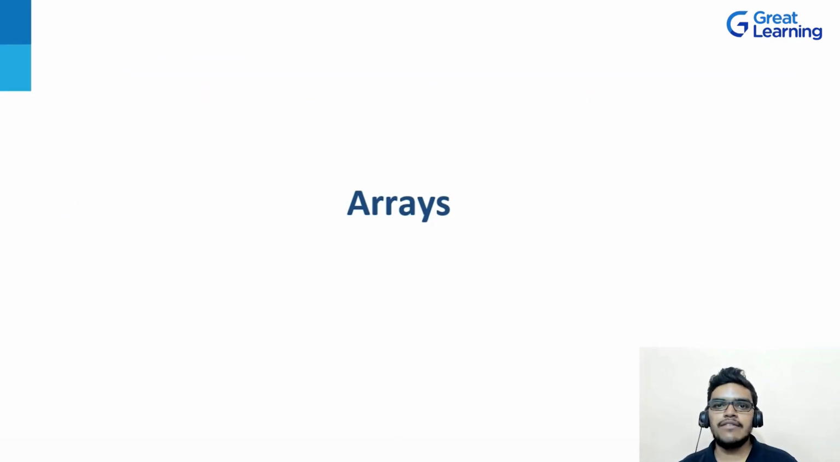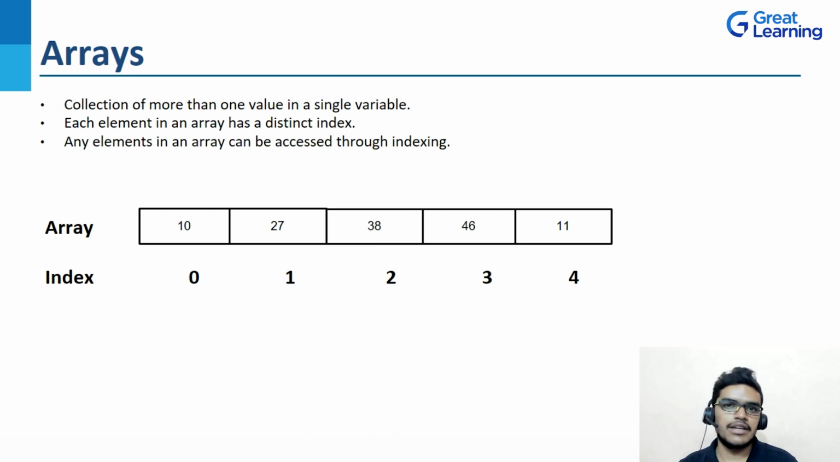So the next topic we are having is array. So what is array? Array is a collection of more than one value in a single variable, right? Each element in an array has a distinct index. Now in general in PHP we are having three types of array. The first one is index array, second one is the associative array, and the third one is multidimensional array. By default, if nothing is mentioned, then it is considered to be an index array. So I am talking about, as of now, index array. Always remember that indexing starts from 0.